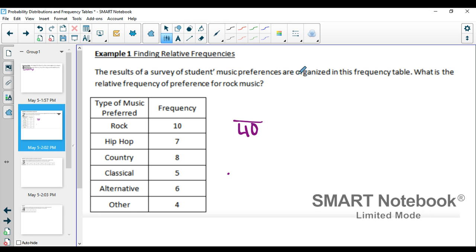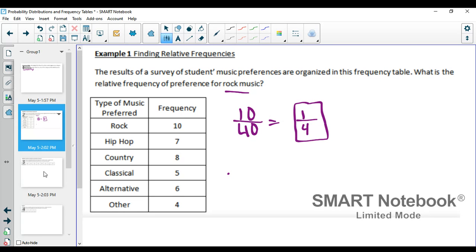And then we're talking about frequency for preference of rock music. So you go to the table and you find rock music and its frequency was 10. So 10 out of the 40 people preferred rock music. If you simplify that, it is 1/4. So 1/4 of the students surveyed preferred rock music.